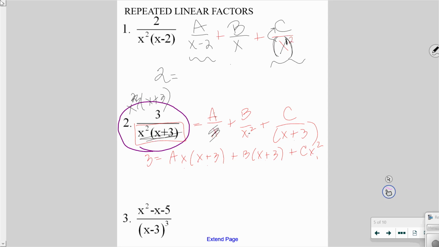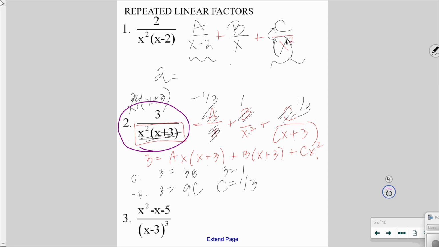All right, so now I'm going to go to convenient numbers, 0 and negative 3. So 0 cancels A, cancels C. I have 3B, B is 1. Negative 3 cancels A, cancels B. I have 9C. C is 1/3. I always pick matching coefficients. Always. I just don't like any number.